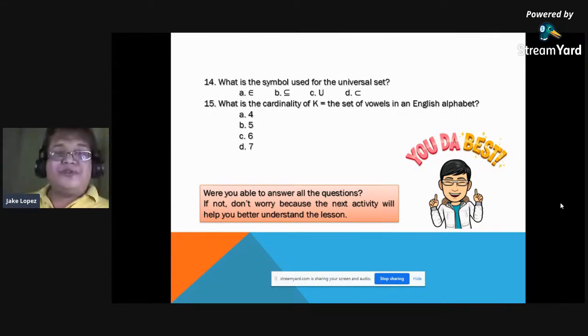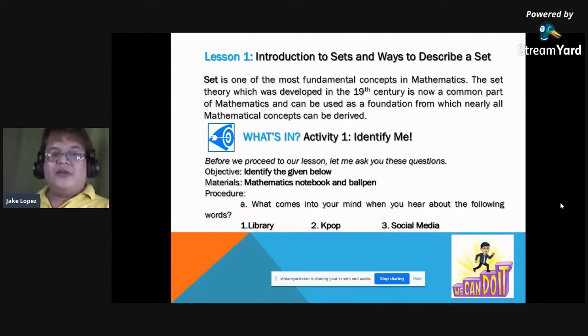So we're able to answer the questions. If not, do not worry because the next activity will help you better understand the lesson. So lesson one or lesson proper is the introduction to sets and ways to describe a set. Set is one of the most fundamental concepts in mathematics. The set theory, which was developed in the 19th century, is now a common part of mathematics and can be used as a foundation from which nearly all mathematical concepts can be derived.